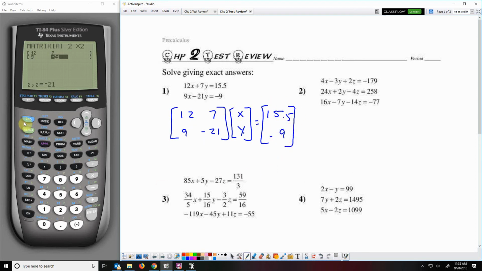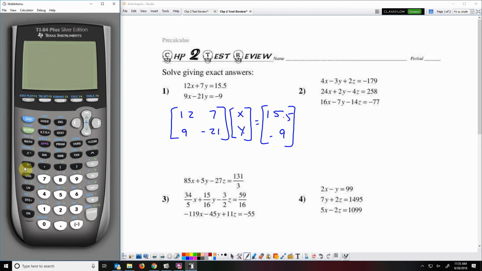So I'm going to go into Edit Matrix B and make that 15.5. And, nope, I made that 15 by 1. That is definitely not what I want. So that's got to be 2 by 1. And then 15.5 and negative 9. And then I'm going to quit to get to my home screen.